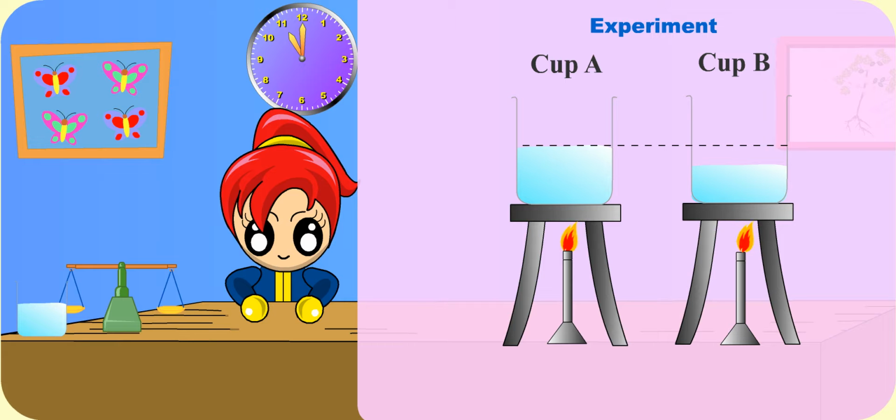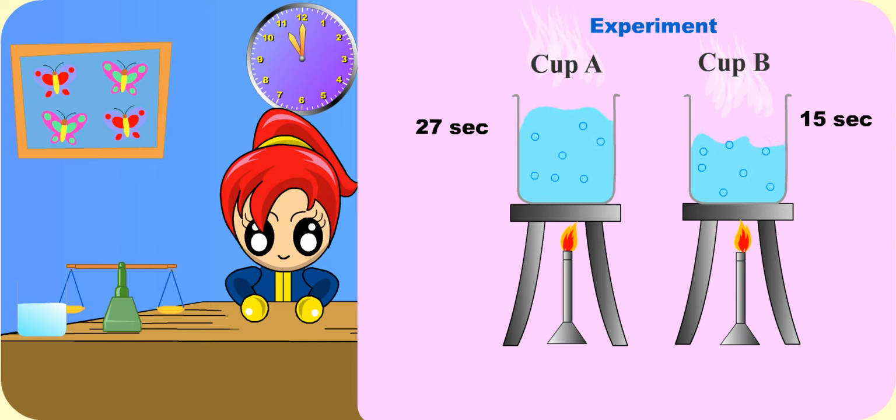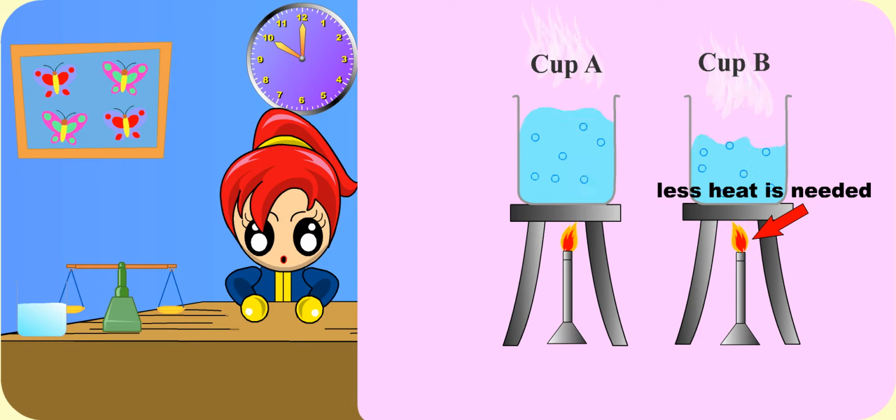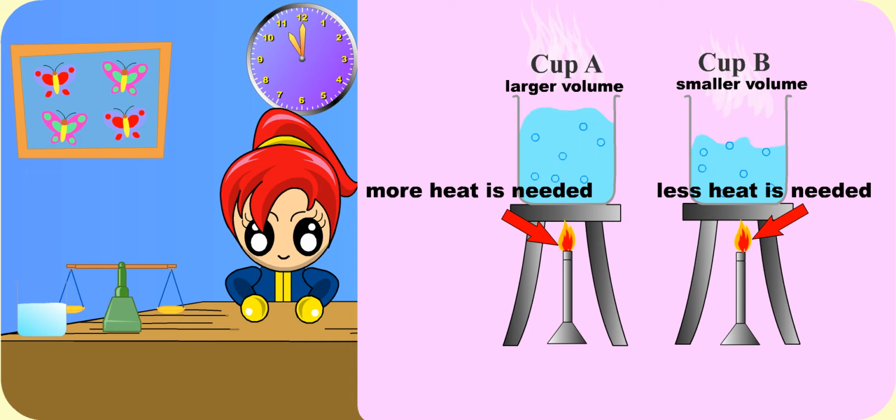Okay, let's say we boil 2 cups of water. Cup B contains less water and takes a shorter time to boil, while cup A takes a longer time to boil. Since heat is an energy that makes things hot, what can you conclude from the above experiment? Less heat is needed to warm a smaller volume of water. Bingo, you are right. Since cup A has more water, more heat is required to warm up a larger volume of water.